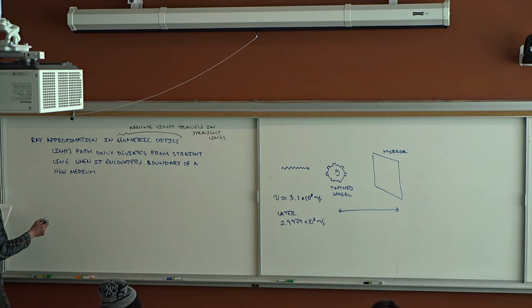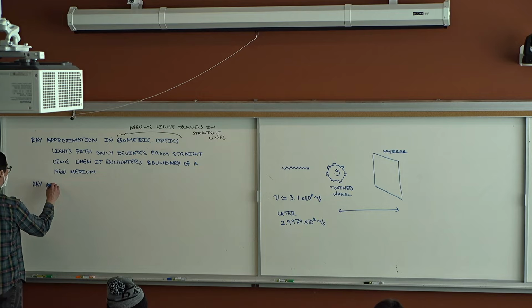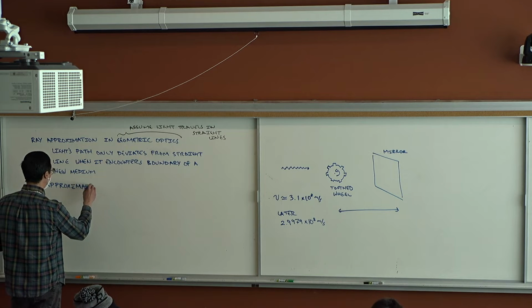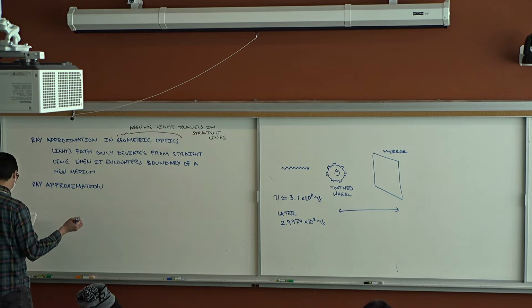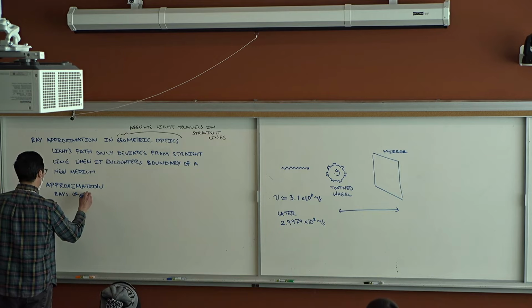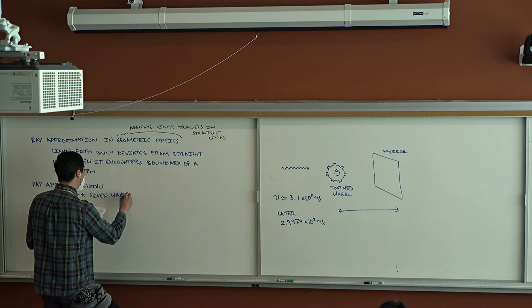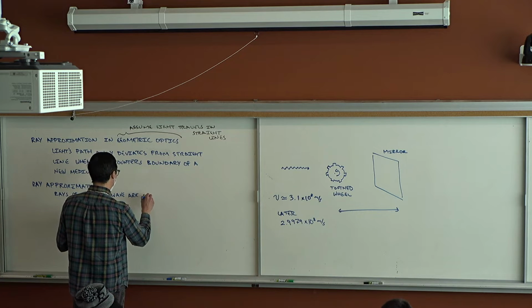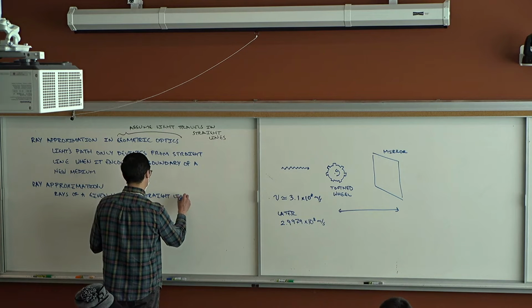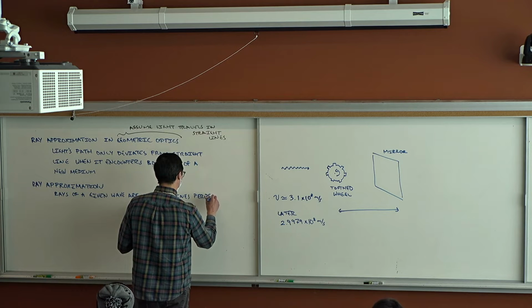And so our ray approximation is meant to make our lives easier. So rays of a given wave are straight lines, perpendicular to the wavefront.